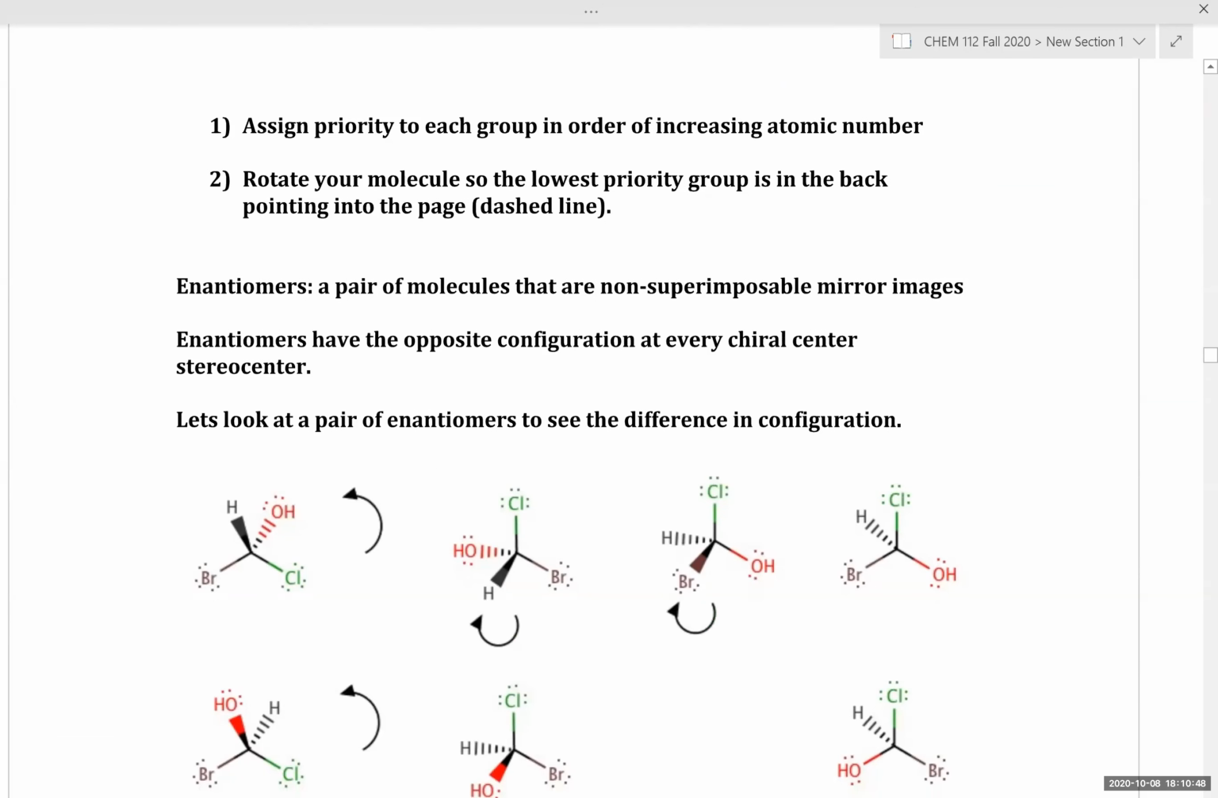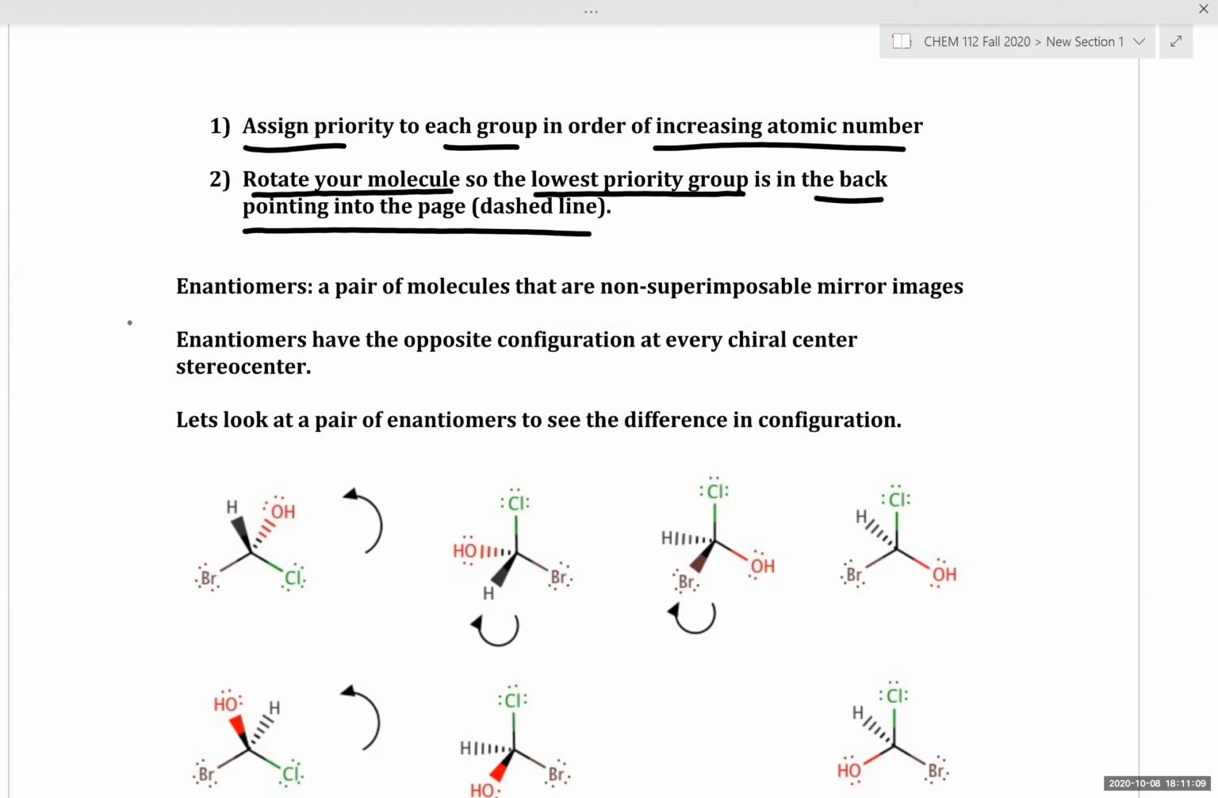So, what we're going to do in this method, we're going to assign priority to each group in order of increasing atomic number, and you're going to rotate your molecule so the lowest priority group is in the back pointing into the page. Now, to really showcase this, we're going to look at a pair of enantiomers because enantiomers have the opposite configuration at every chiral center. So, allow me one moment and I'm going to make a model for these two enantiomers, and we're going to look at and assign the stereochemistry at each position.